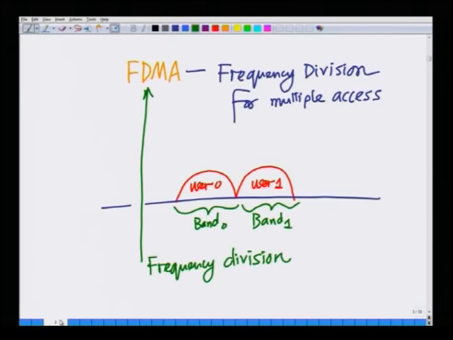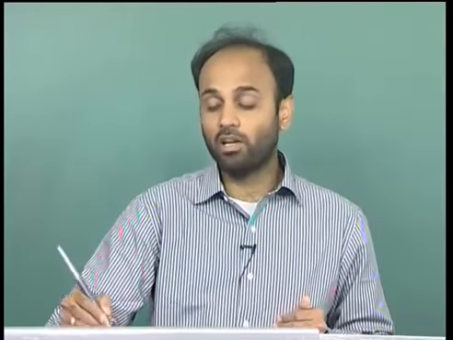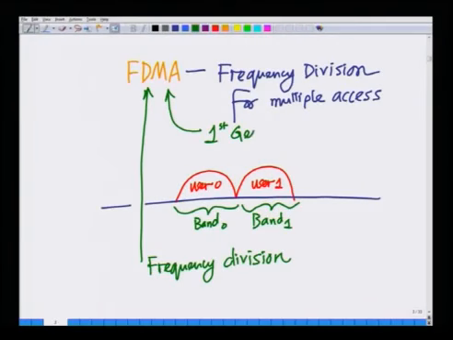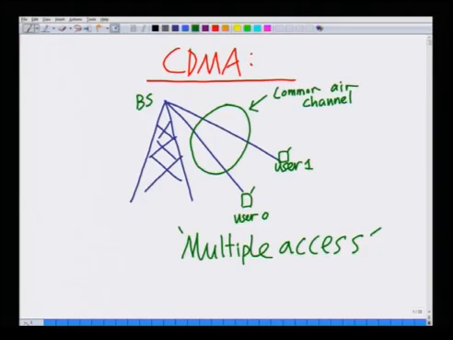FDMA or frequency division, in which the signals are transmitted in two different frequency bands, is another way of doing it. Some of you may be familiar that this is a first generation mobile technology. In fact, the very first technology used in cellular networks or cell phones was based on frequency division for multiple access. However, as cell phone technologies became more advanced, people progressed onto more sophisticated multiple access technology such as CDMA, which stands for code division for multiple access.